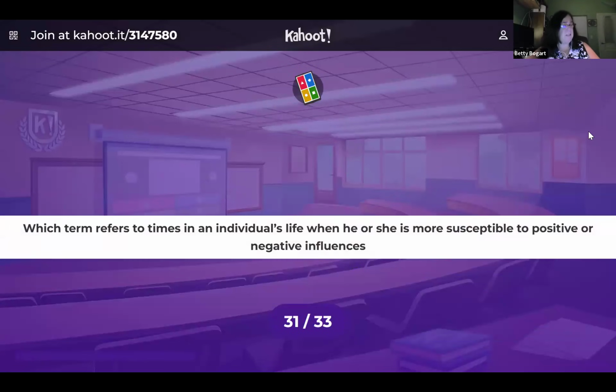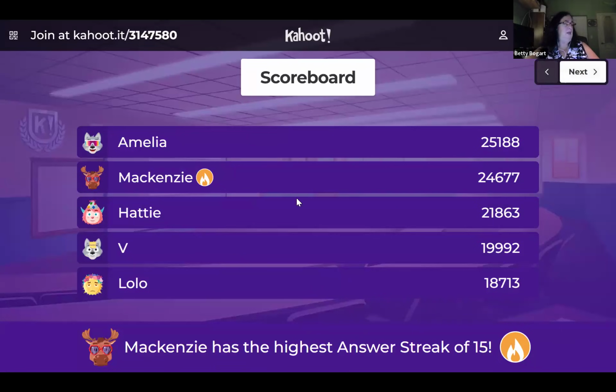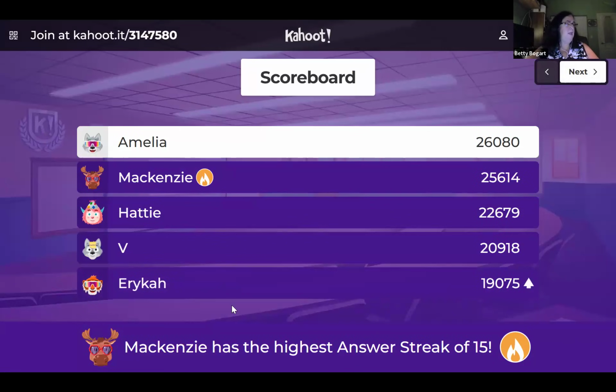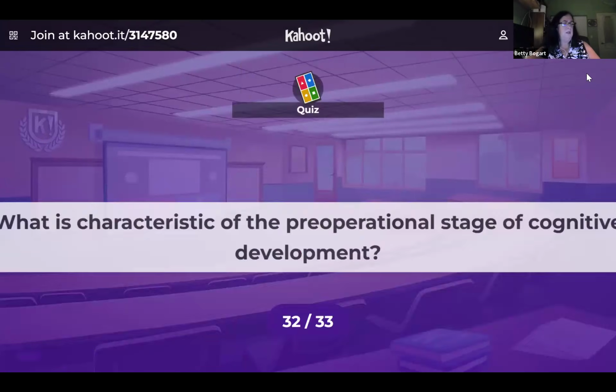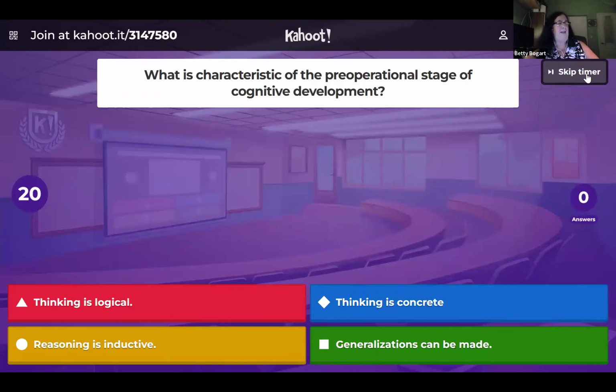Which term refers to times in an individual's life where he or she is more susceptible to positive or negative influences? It's the sensitive ages.